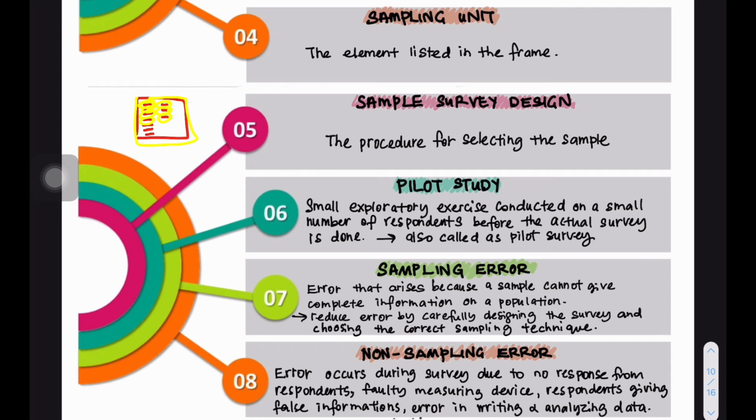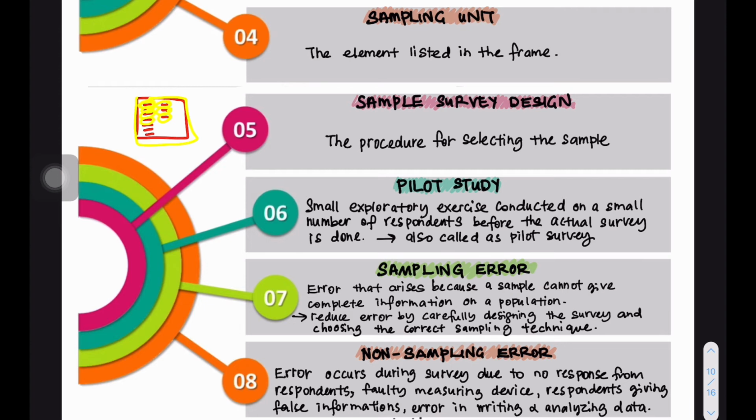Alright, so sample survey design. So sample survey design ni adalah procedure for selecting the sample. So the method or the procedure kita select sample from the population, itu kita panggil sebagai sample survey design.